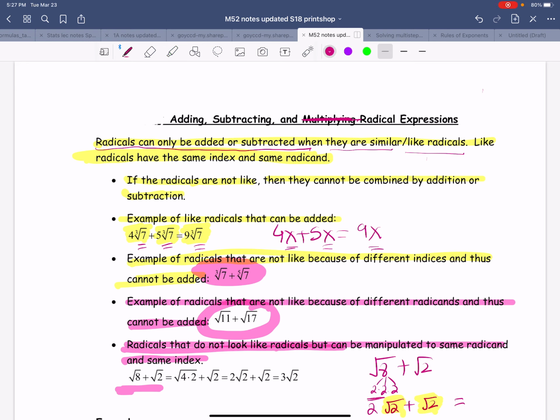One more thing to remember is that there is a hidden 1 here: 1 times root 2. So 2 root 2 plus 1 root 2. We can add the numbers in the front, which is 2 plus 1, giving 3. And root 2 just stays like that. 3 is not the index, 3 is not in the pocket. So it's 3 times the square root of 2.